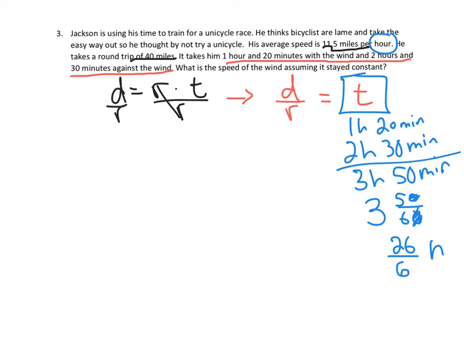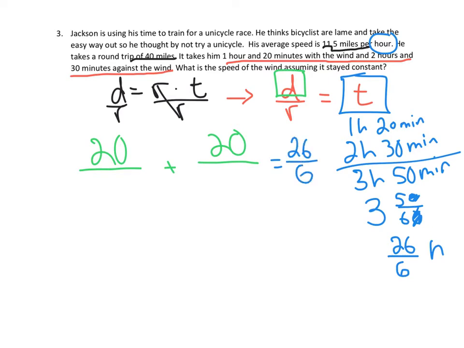Now we're going to talk about the distance. So since it's a round trip of 40 miles, we know the distance that Jackson traveled out and the distance that he traveled back in are both 20. So we know our distances are going to be 20 going out, 20 going in, and as we build our equation, it's going to equal our time, which is 23 over 6.